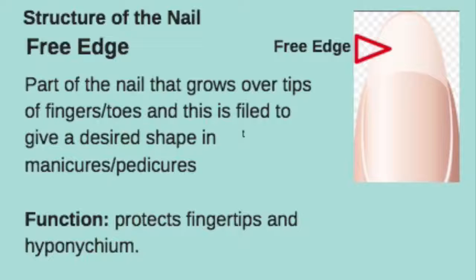So the next part of the nail that we'll talk about is the free edge. The free edge is the part of the nail that grows over the tips of fingers and toes and is filed to give a desired shape in manicures and pedicures. Its function is to protect the fingertips and the hyponychium.